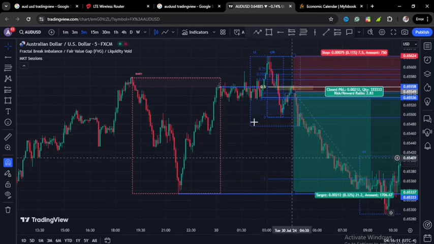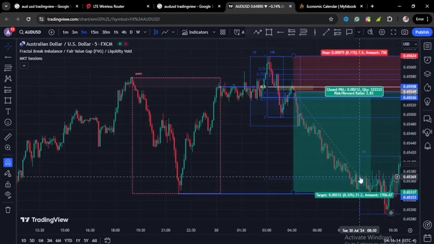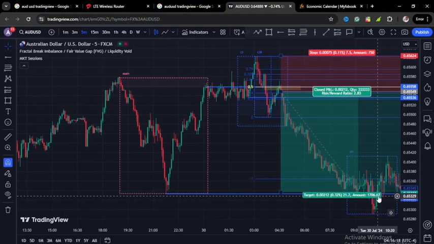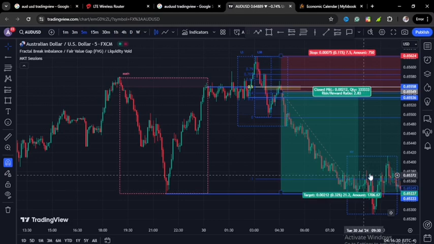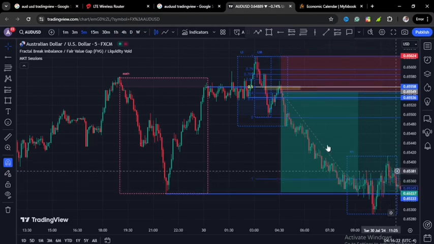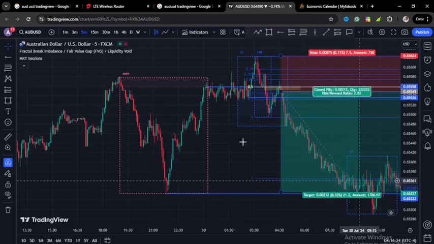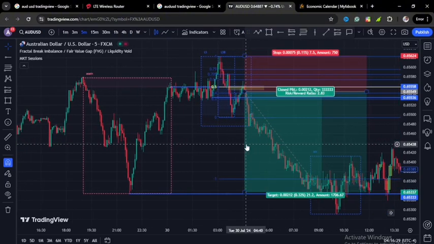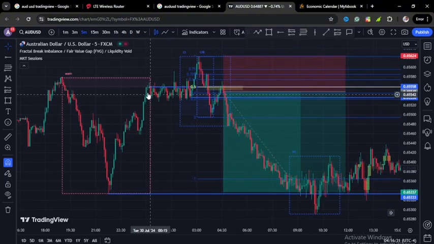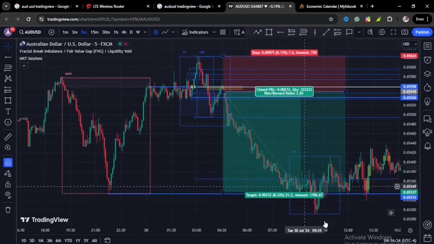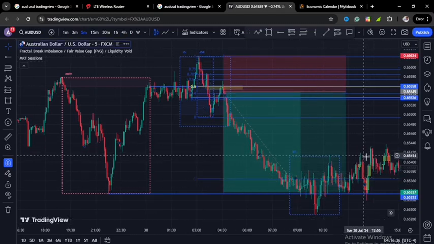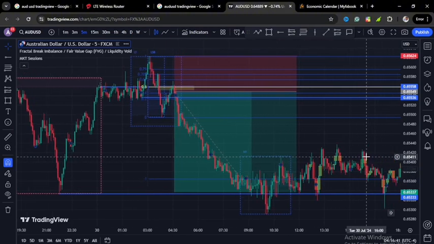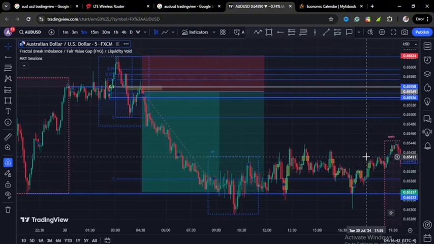I'll just wrap it up for the day instead of coming to the New York session, which starts at 8:30 New York time. You can change it to Nigerian time. You can see even the New York session was basically consolidating. You can see the daily formation has already formed: accumulation, manipulation, distribution down, and now it's retracing back up for the close of the day. You can see it retraced, consolidated, and has now closed for the day.